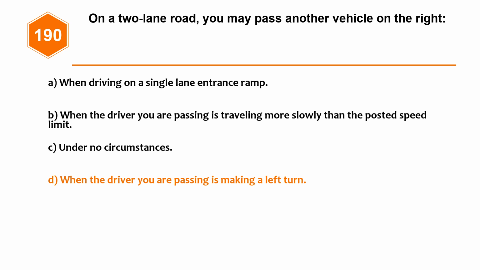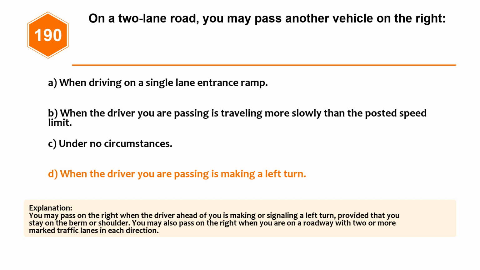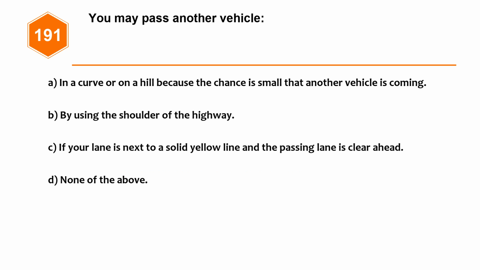The correct answer is option D. When the driver you are passing is making a left turn. Explanation. You may pass on the right when the driver ahead of you is making or signaling a left turn, provided that you stay on the berm or shoulder. You may also pass on the right when you are on a roadway with 2 or more marked traffic lanes in each direction.